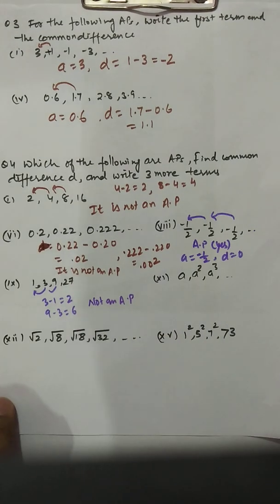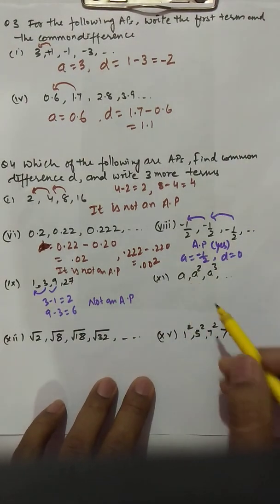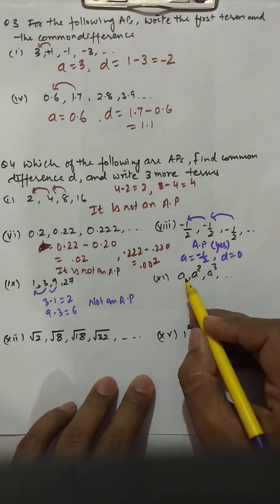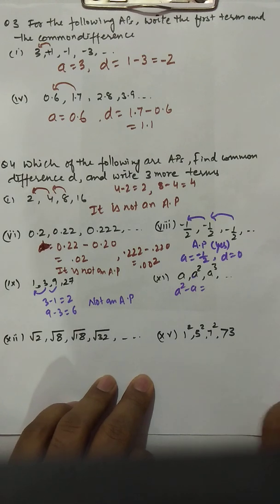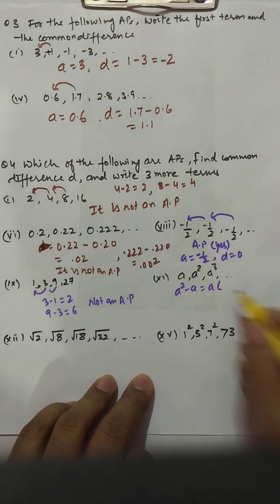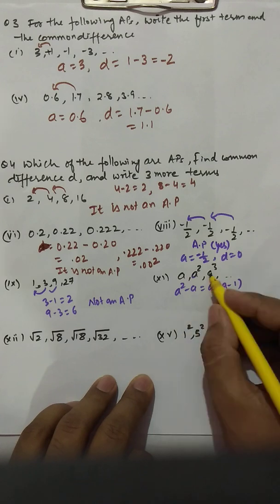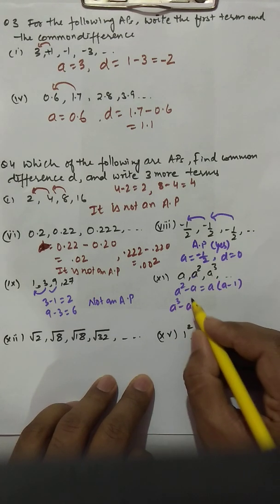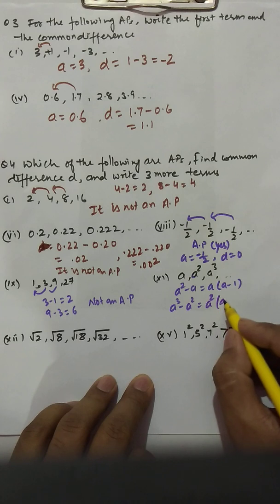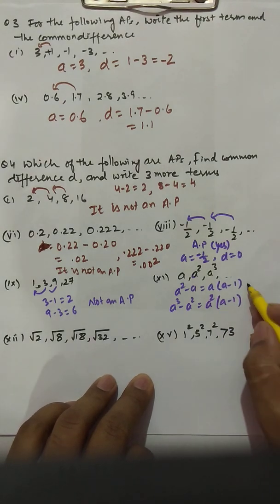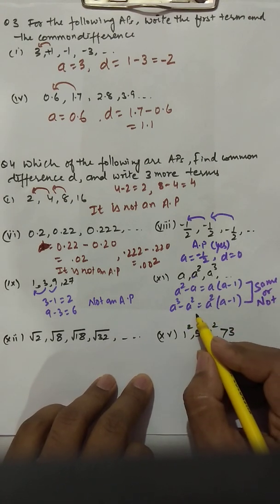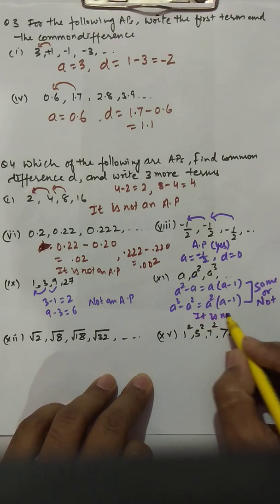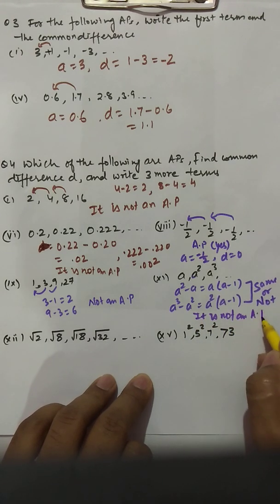It will not be an AP. Now in this example, some of you might say that A square minus A is... A square minus A is not A. You may take just common A, so A minus 1, and now A cube minus A square, you do the difference, then A square can be taken common, A minus 1. So check whether both are same or not. So you can see that they are not same. So it is not an AP.